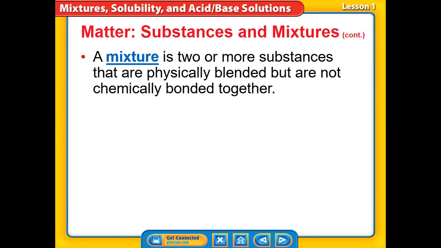Like when you add some salt and pepper over each other, you get a mixture of salt and pepper. But does the salt combine with the pepper to produce a new substance? Actually not. It's not a chemical reaction. It's just a mixture, a physical blending.